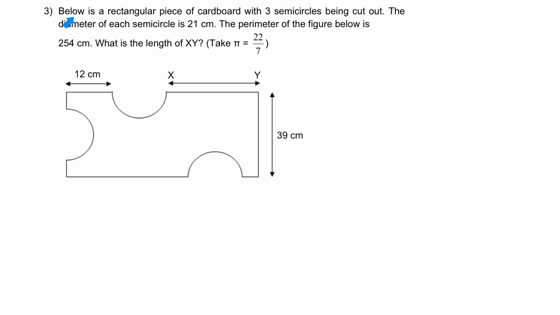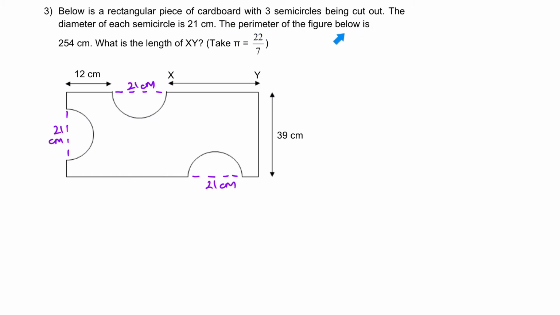Question 3. Below is a rectangular piece of cardboard. Hence, we have this initial rectangular piece with 3 semicircles being cut out. Obviously, these are the 3 semicircles, 1, 2, 3. The diameter of each semicircle is 21 cm. Hence, this is 21, 21, and over here, 21.